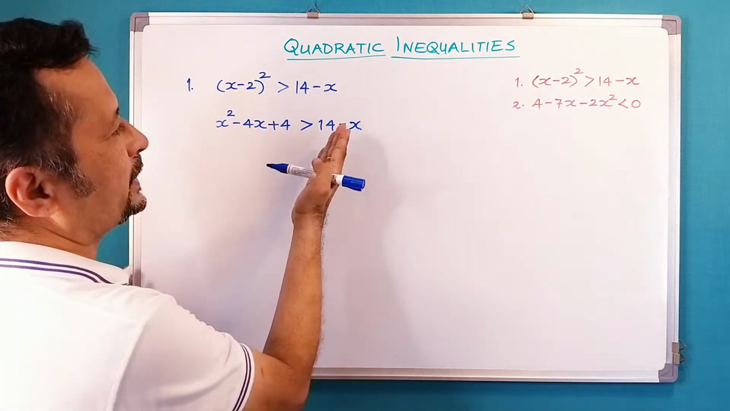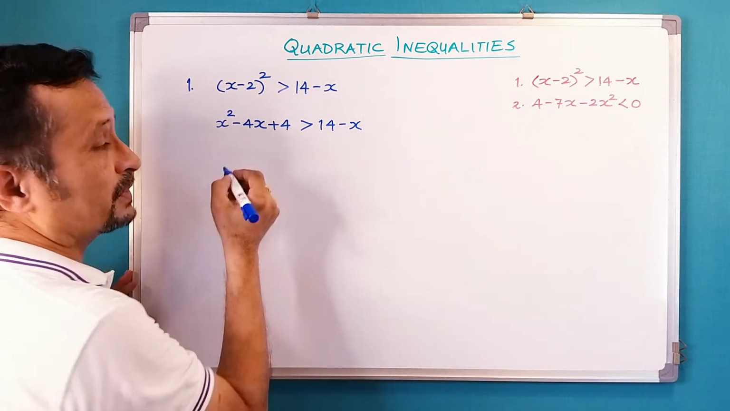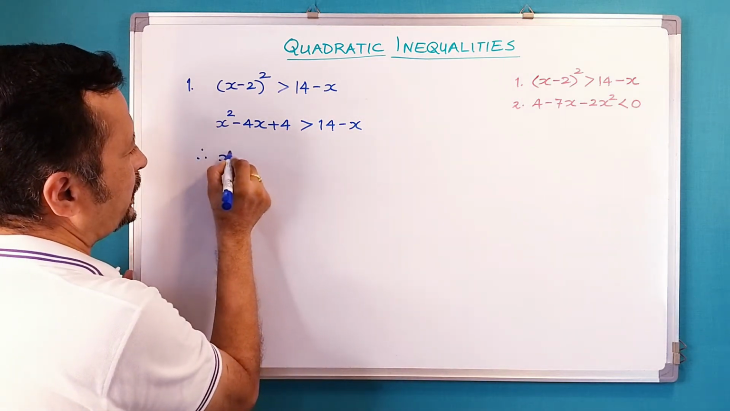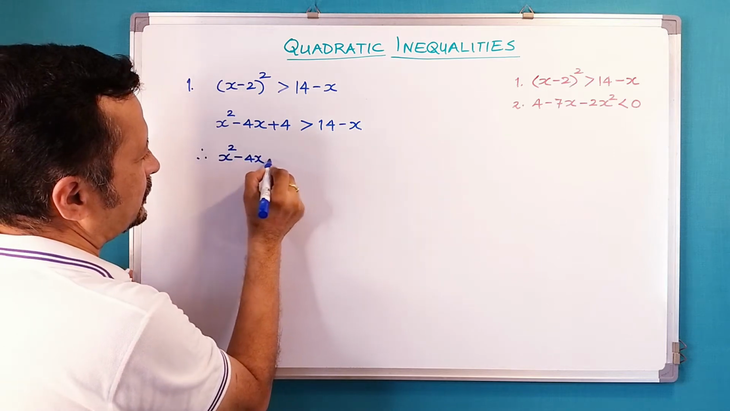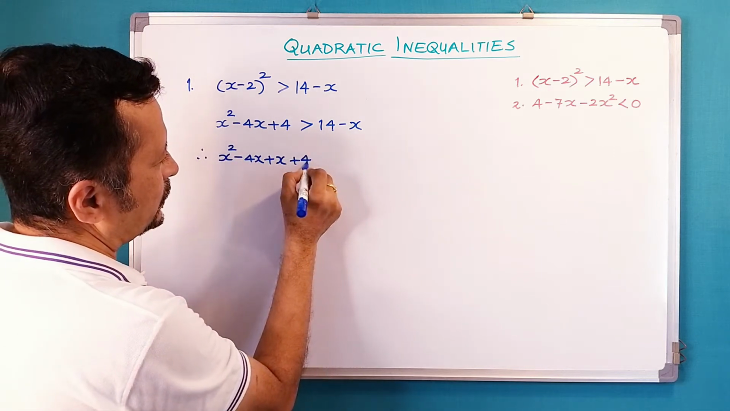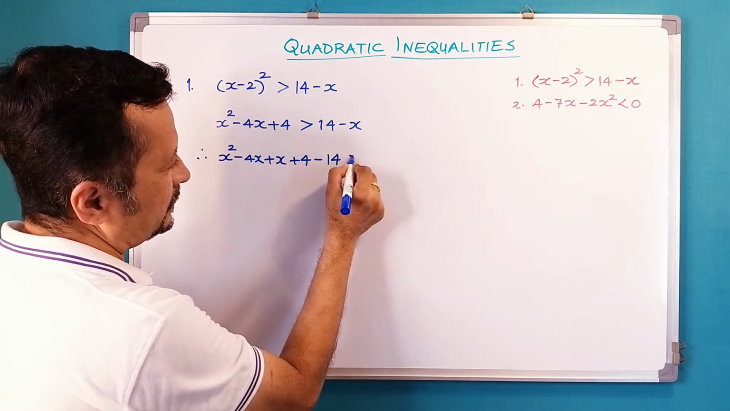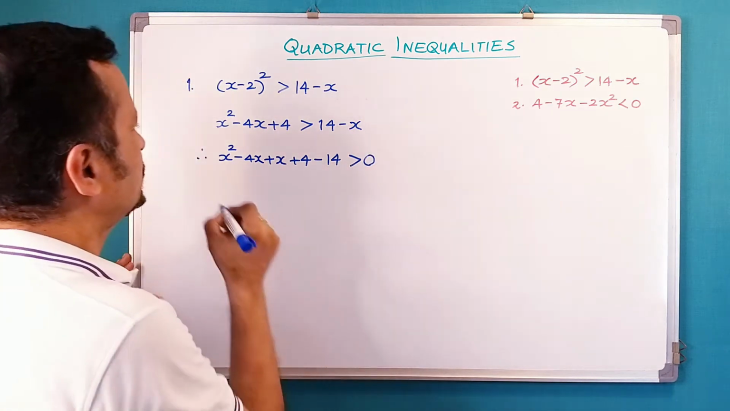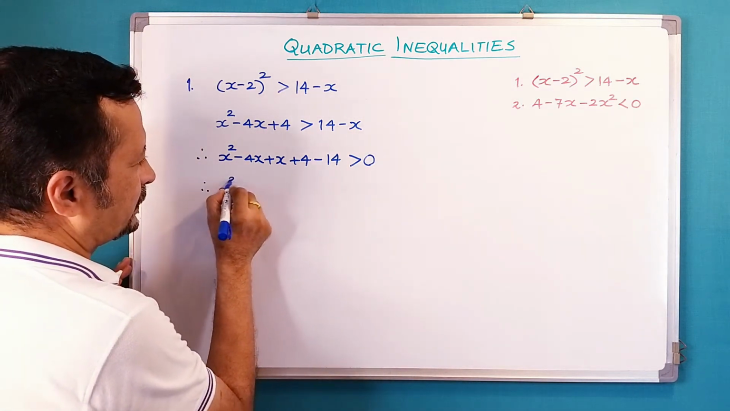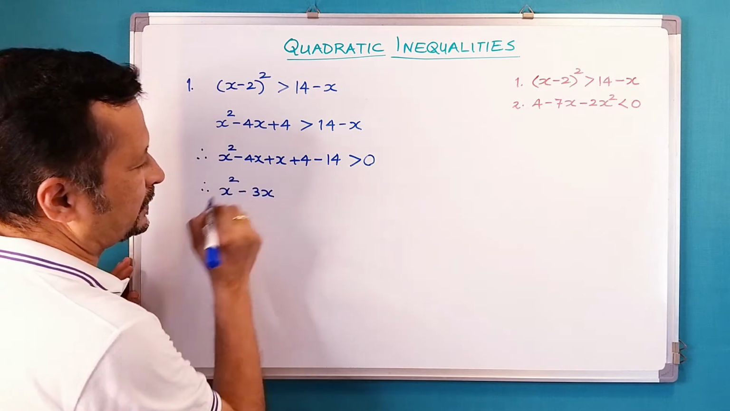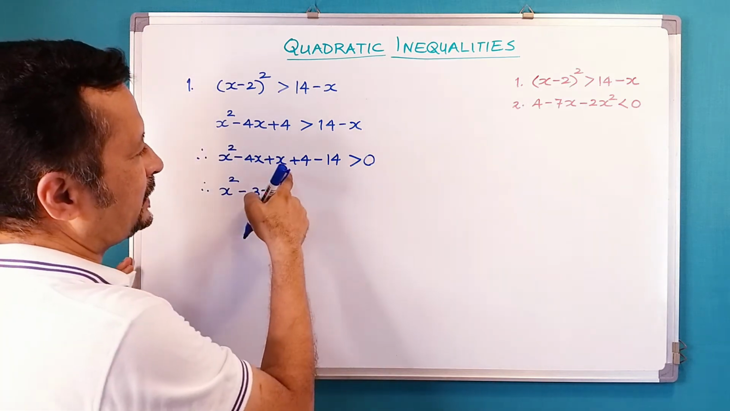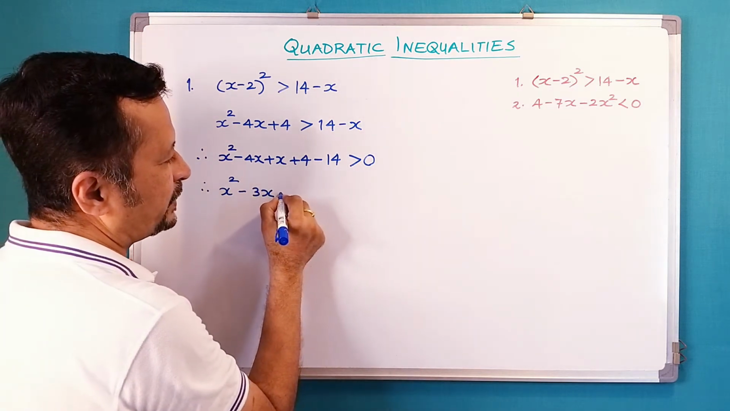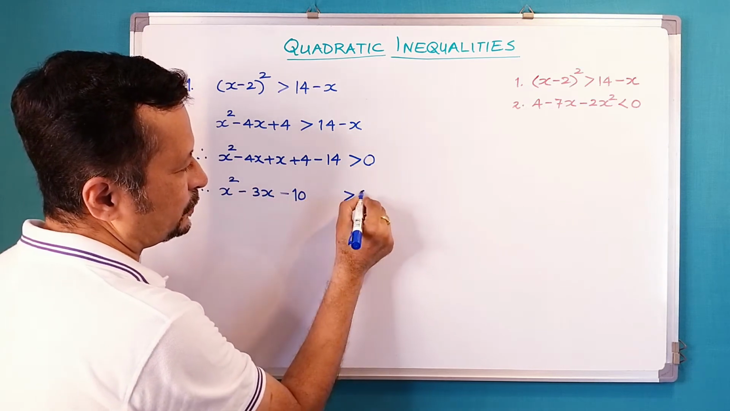Now what should I do? Whatever is there on the right hand side, I'll take on the left hand side. So it becomes x square minus 4x plus x plus 4 minus 14, greater than, now there is nothing left on the right hand side, so it becomes 0 here. So x square minus 3x, and then plus 4 minus 14, that would be minus 10, greater than 0.